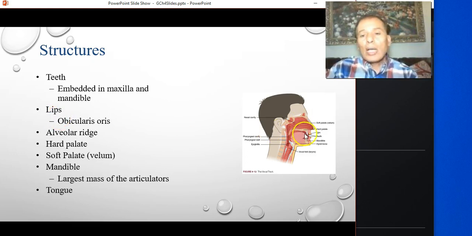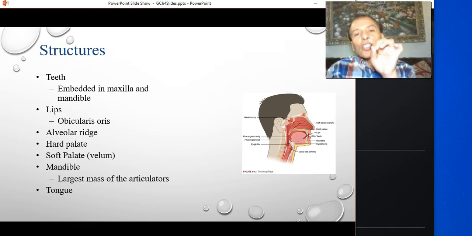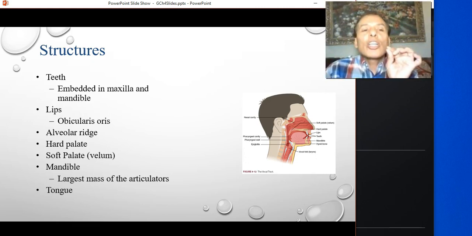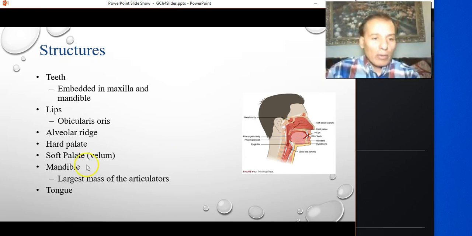The vocal tract, of course, has the teeth and the lips, and there's an area when you say t, d, s, z, l, and n. The tongue tip touches an area that we call the alveolar ridge, and these 6 sounds are called alveolar sounds because you produce them by contact between the tongue tip and the alveolar ridge.